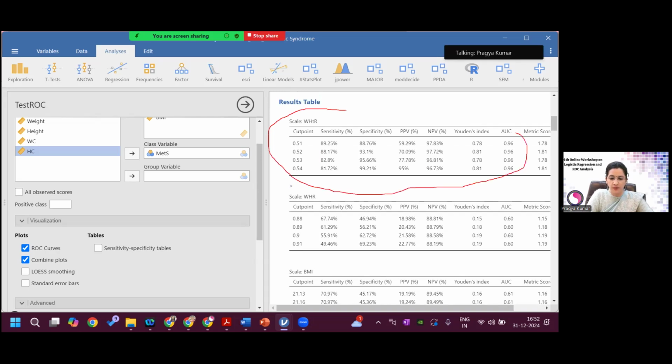And like Dr. SV was saying, you can take the decision on the basis of positive and negative predictive value also. You can see here it is the most, so you can take the cutoff of 0.54 also.